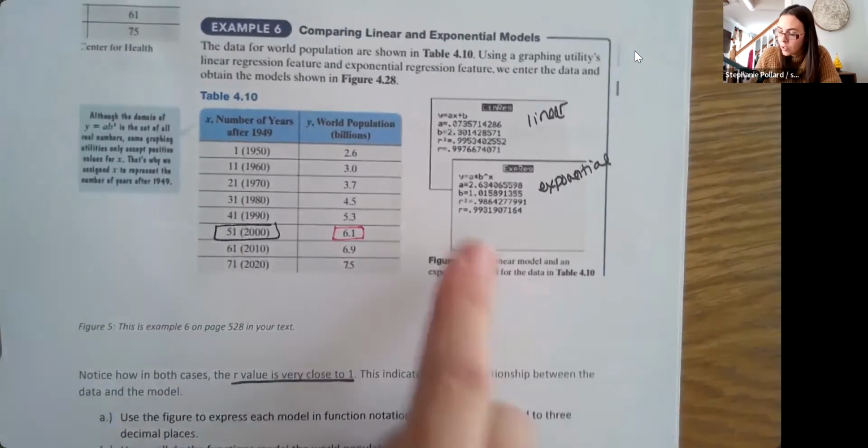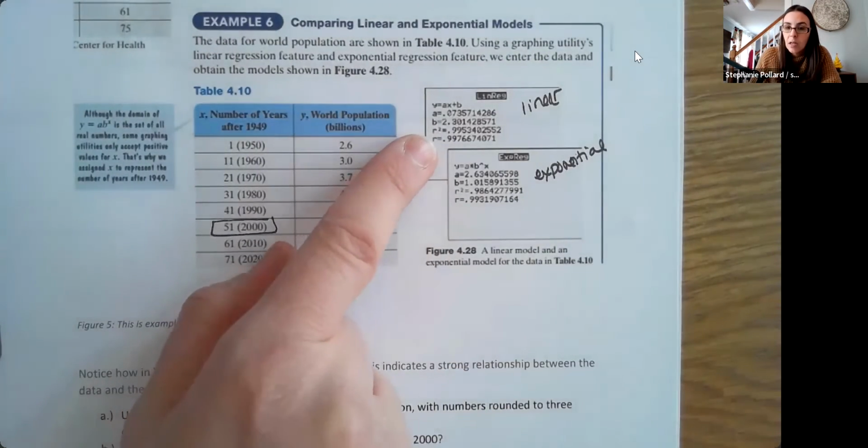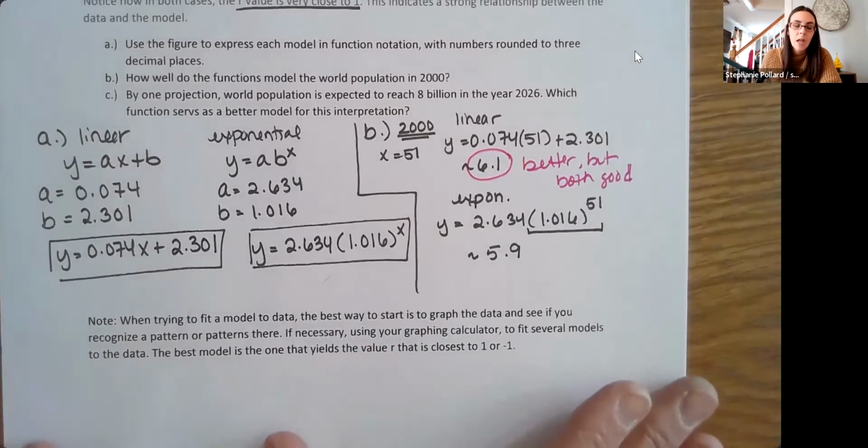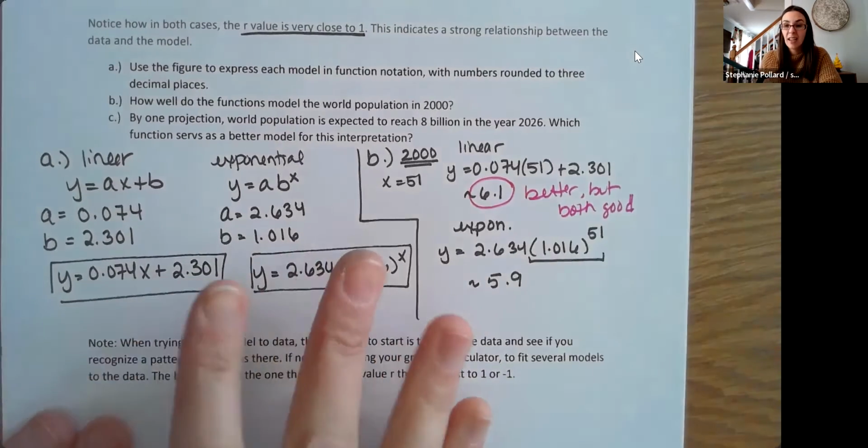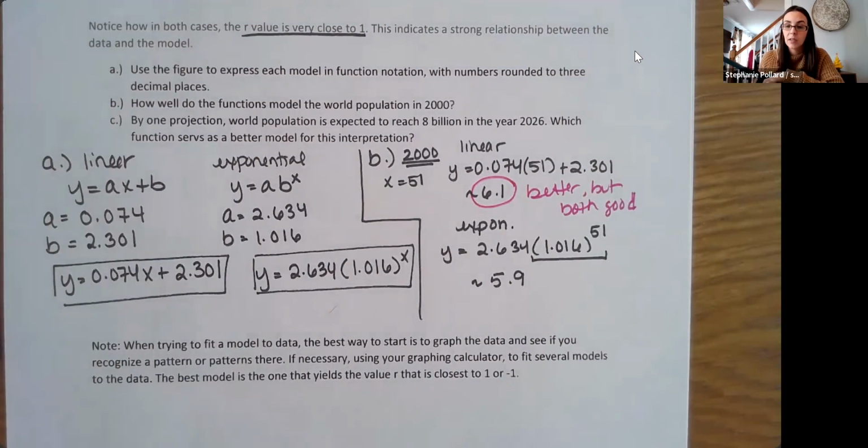And you can see that at the R too, that R is just a little bit higher here. So that linear model is just a little bit more on track there with those data points. And like I mentioned, when trying to fit a model to data, the best way to start is to graph that data, see if you can recognize a pattern or patterns there. And then if necessary, use your graphing calculator to fit several models to the data. So here, there were kind of 2 models that we were thinking could be, and we used our calculator to figure out both models. Both ended up being very, very good, but it looks like that linear model is just a little bit better. So the best model is the one that yields the R value that is either closest to +1 or -1.